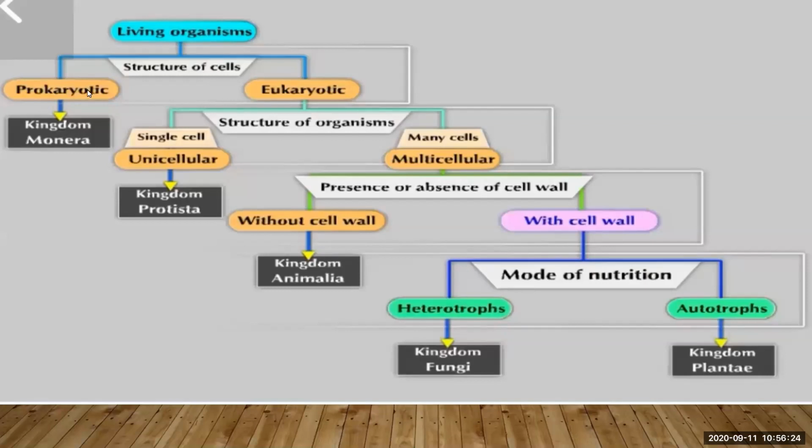They are classified into prokaryotic and eukaryotic. Then prokaryotes are classified in the kingdom Monera. On the structure of the organism, they are classified into unicellular, single cell, and multicellular, many cells. All the eukaryotic unicellular organisms are classified under the kingdom Protista. Then presence or absence of the cell wall. When there is a cell wall, they are again classified into heterotrophs and autotrophs, like fungi and plants. And when there is no cell wall, like human beings, the cell wall is not present, so they are considered under the kingdom Animalia.